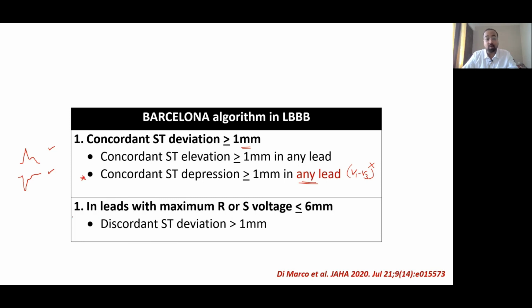The second criteria talks about the discordance. So if you remember in the Garbosa criteria, the ST elevation to S wave ratio is more than 25%. Then you diagnose a STEMI. But in the Barcelona algorithm, this criteria is only applicable to the leads in which the S wave or the R wave voltage is less than 6 millimeter, which means that those leads in which you have a small R wave like this or a small S wave like this, in these patients, then you find an ST elevation of 1 millimeter or an ST depression of 1 millimeter here. This is diagnostic of an ST elevation myocardial infarction. So these are some changes which are seen in the new Barcelona algorithm. However, this needs to be externally validated.